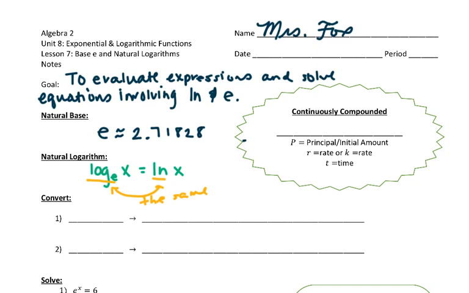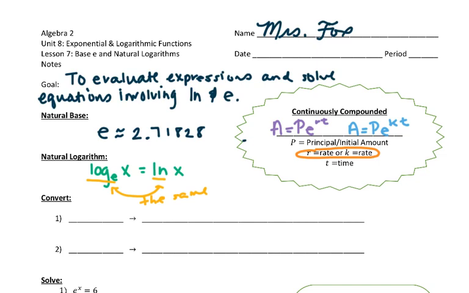The formula can be written as, some people call it the PERT formula, A equals P times e to the power of r times t, or it can also be A equals P e to the power of k t. Science classes will often use k instead of r, but just know that k and r are used interchangeably. It's just the rate. So that's the big thing here, the rate can be written as k or r. So just get used to that being interchangeable.